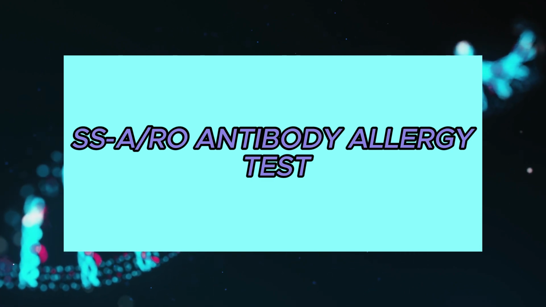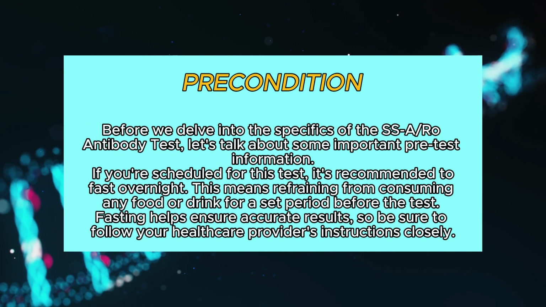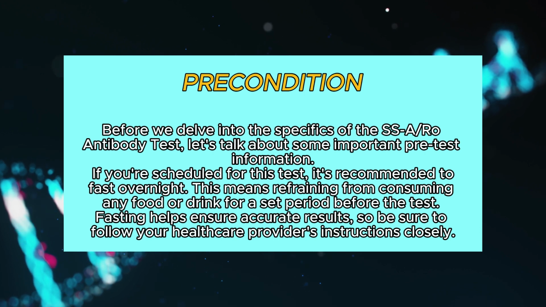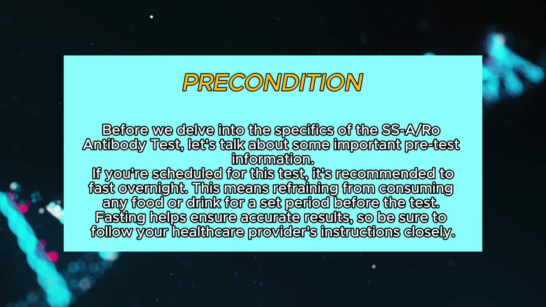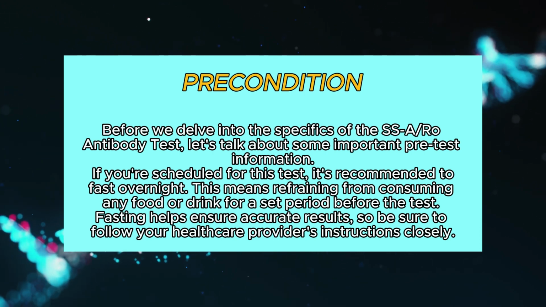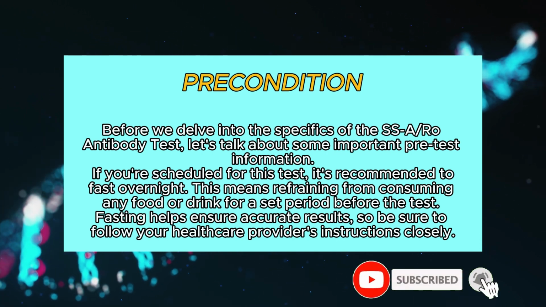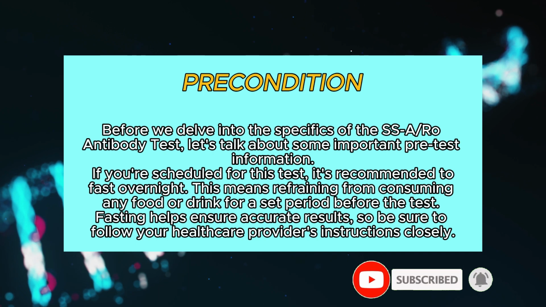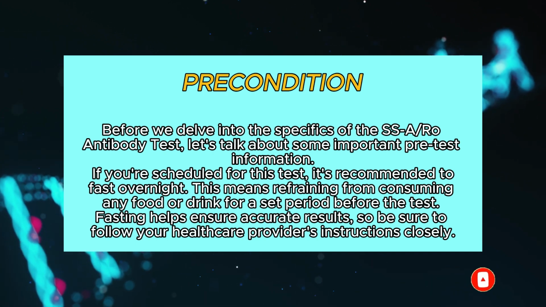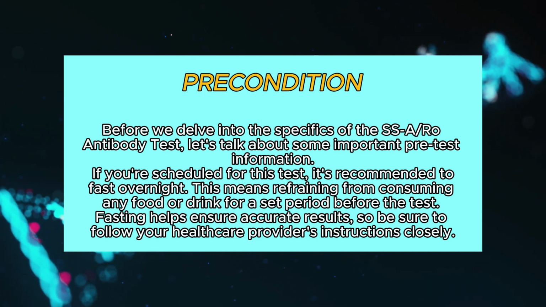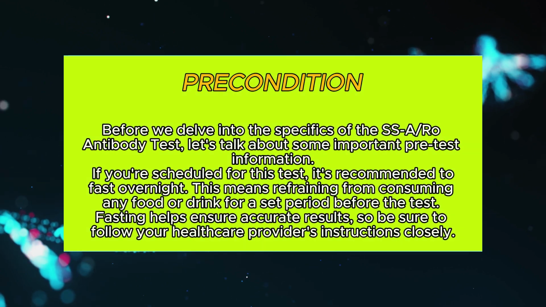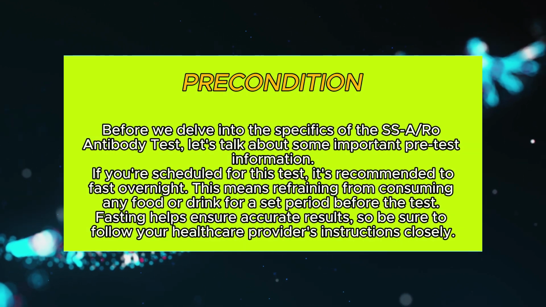Pre-test information. Before we delve into the specifics of the SSA RO antibody test, let's talk about some important pre-test information. If you're scheduled for this test, it's recommended to fast overnight. This means refraining from consuming any food or drink for a set period before the test. Fasting helps ensure accurate results, so be sure to follow your healthcare provider's instructions closely.